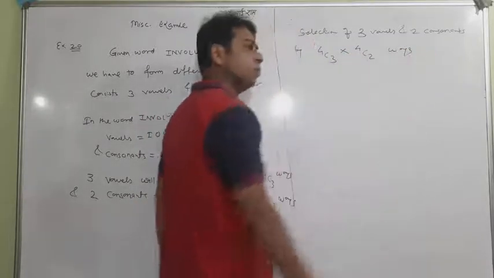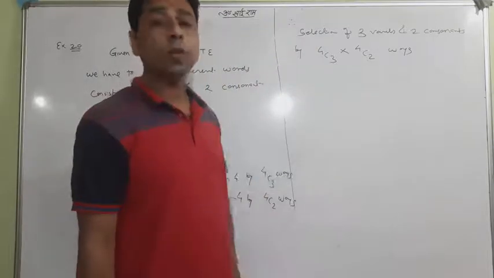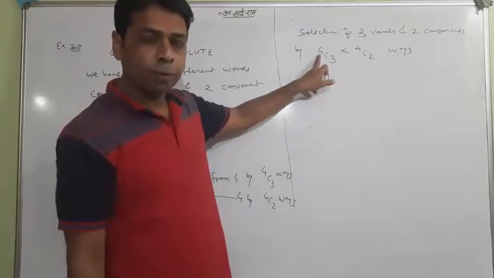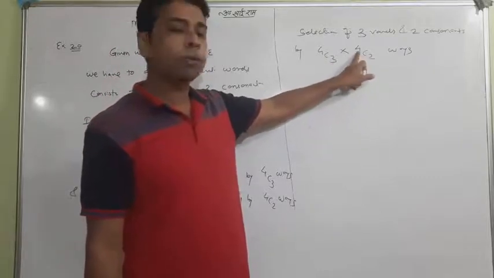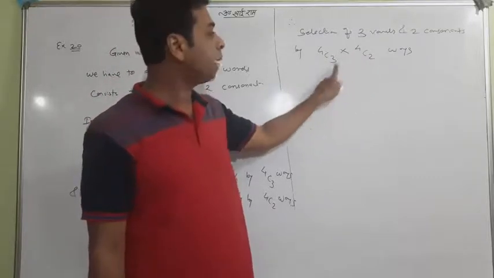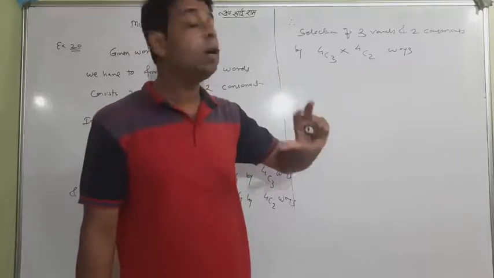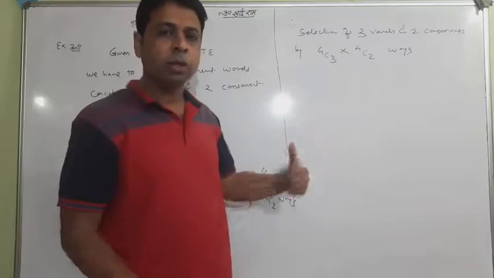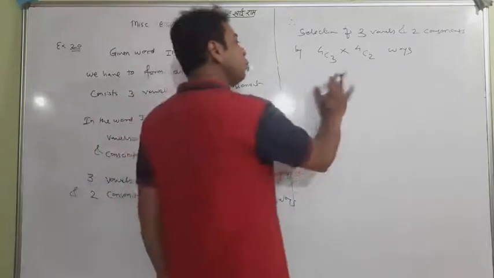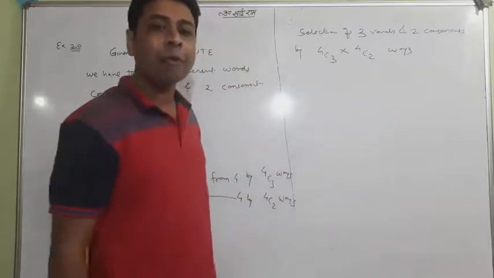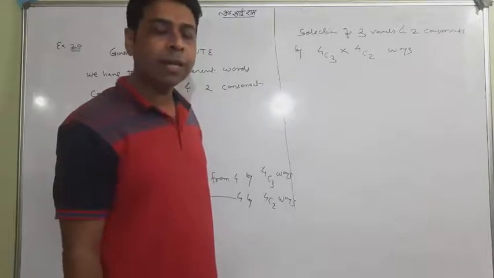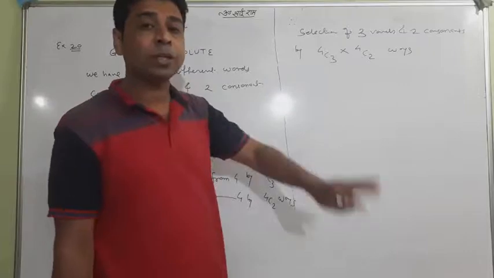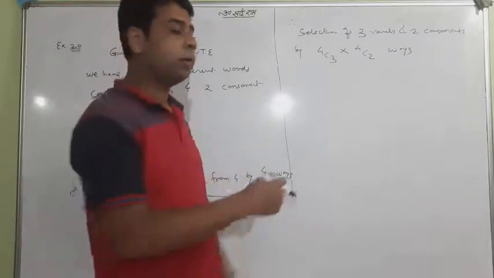This is not the answer. This is just the way of selection in which three vowels are chosen from four vowels and two consonants are chosen from four consonants, and these 3 and 2 are the five letters you have chosen according to the question. After choosing, you are having five letters at any time. So in each combination you are having five letters. Now five letters will be formed.